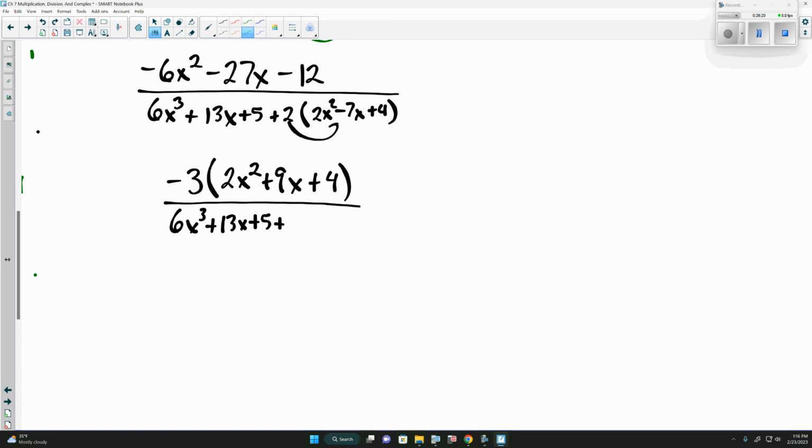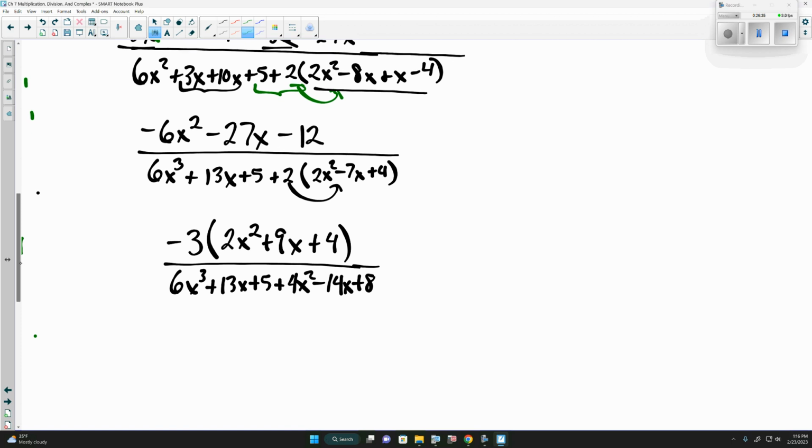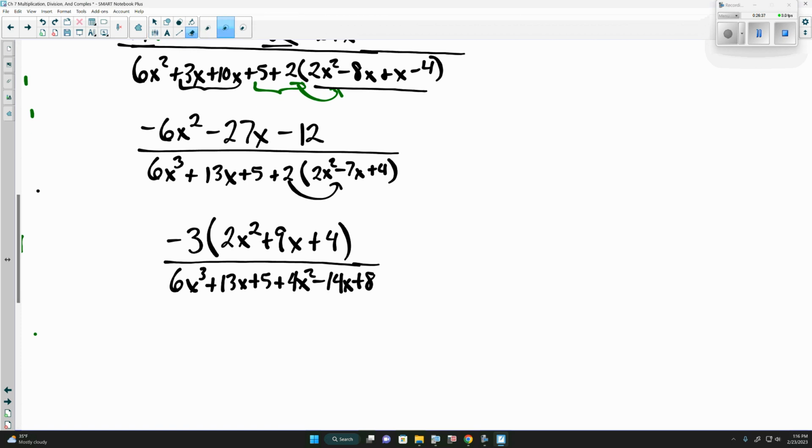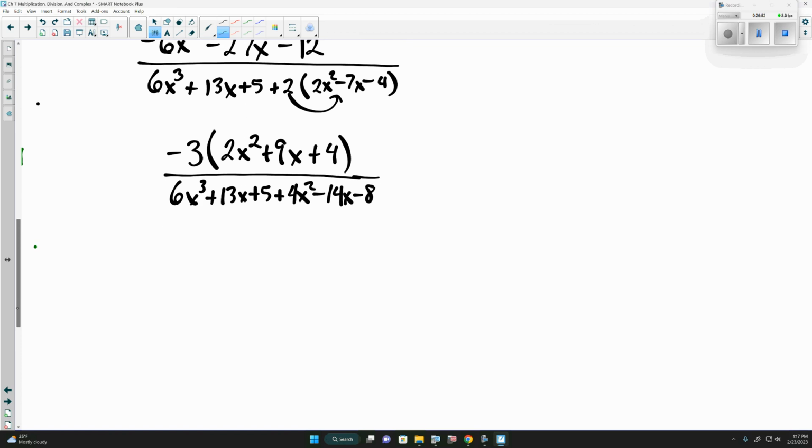Now at this point here, we can distribute the positive 2. 2 times 2x squared is 4x squared. 2 times negative 7x is negative 14x. And 2 times 4 is plus 8. I feel like I flipped a sign. I did. Because the 4 should have been negative, and this should have been negative. Sorry about that. Luckily, I've done this a time or two, so I knew that shouldn't have been right. Any questions on how we got to this here, besides that one sign change?